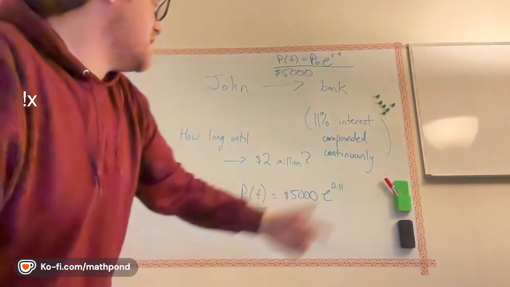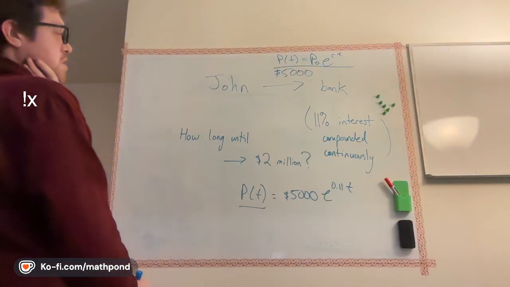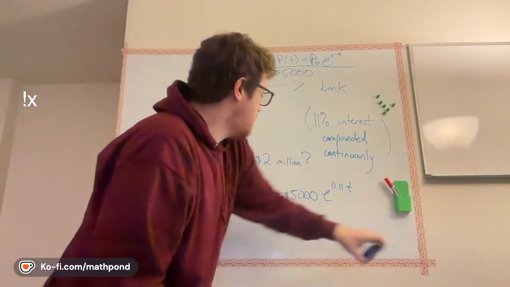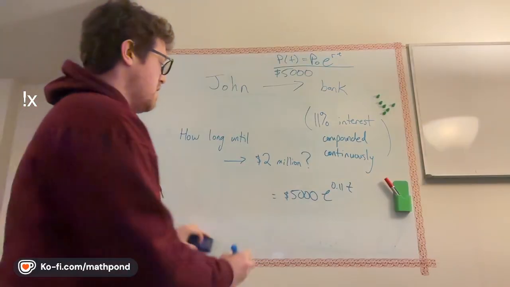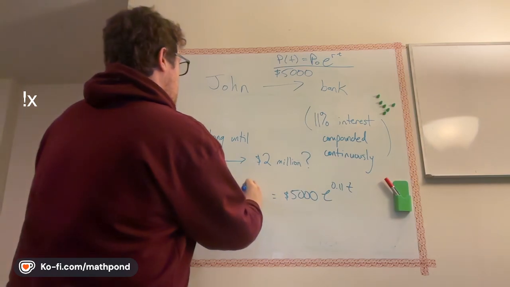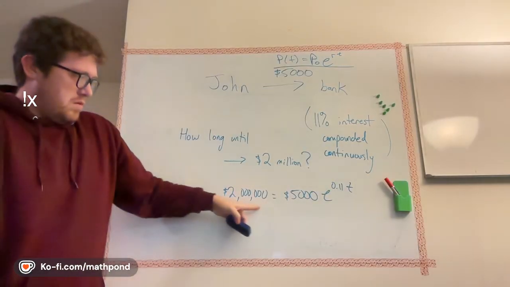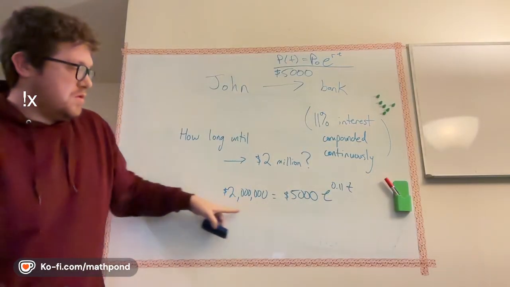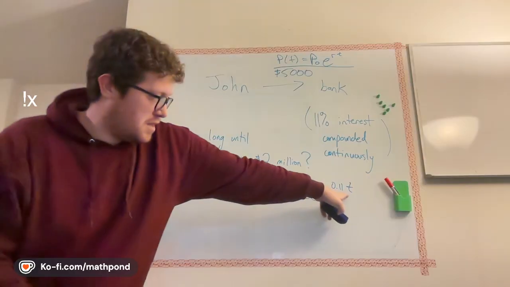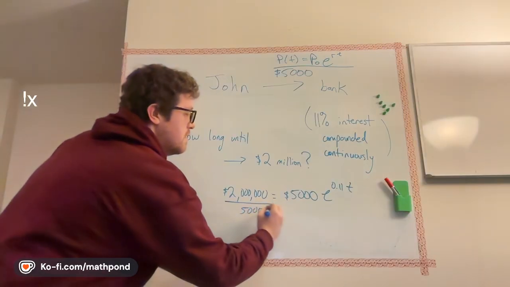Oh, yeah, and then we need to solve for t, right? So we need to solve for which t makes this larger than or equal to 2 million. So when is this equal to 2 million? Now it's just a simple matter of solving for t. So you're going to divide both sides by 5,000, take the logs, and then, yeah. So divide by 5,000 on both sides.